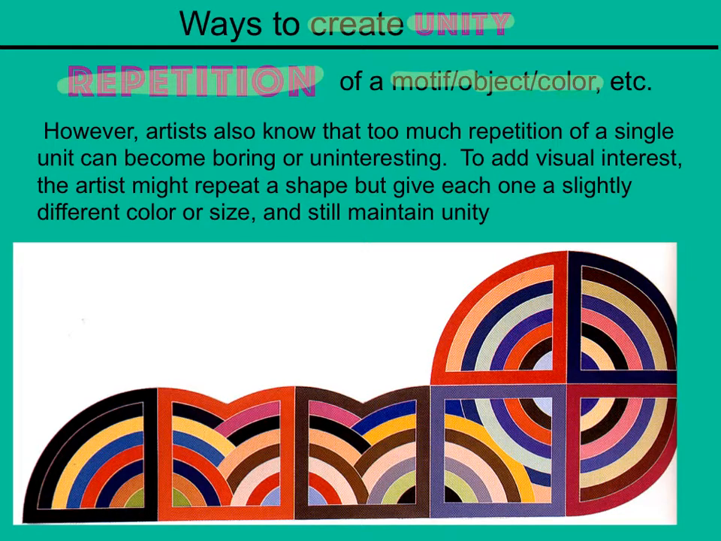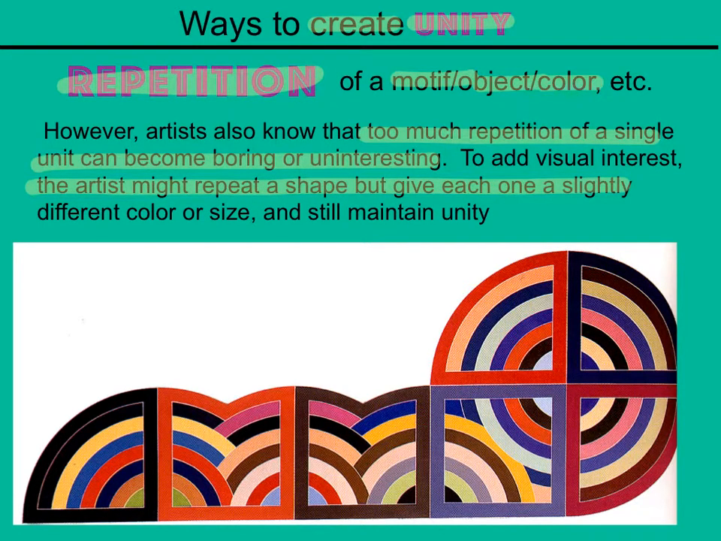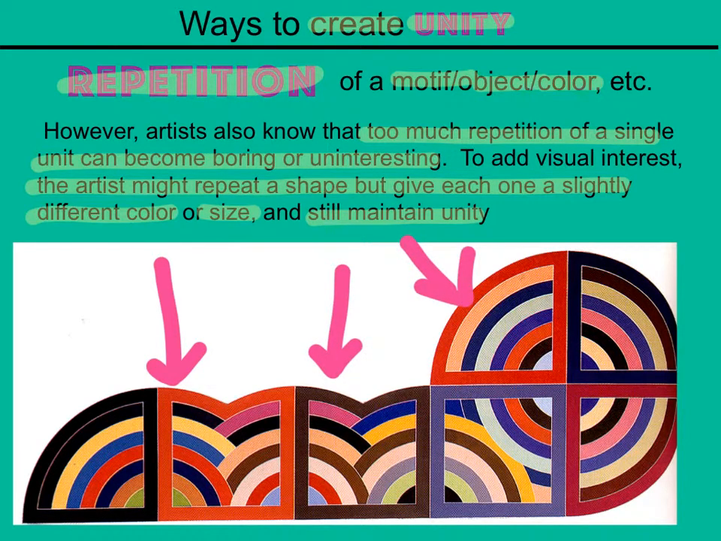However, artists are always aware that too much repetition of a single unit can become visually boring or uninteresting. To counteract this, the artist might repeat a shape, but give each repetition a slightly different color or size, yet still maintain the unity. You can see this in the example here, where we see the same shapes repeated, but with slight variations in color and size.